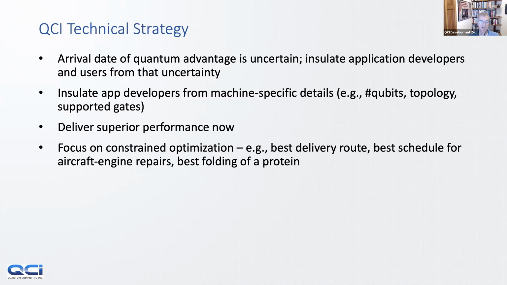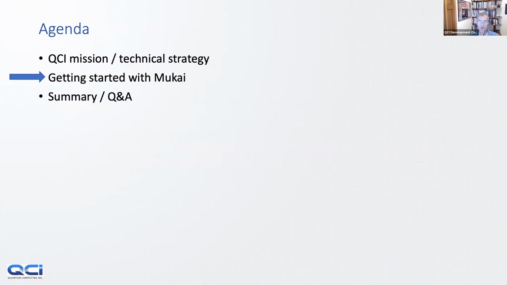Constrained optimization is not everything that quantum computers can do. But we feel like it's important to focus on something and get very good at it, because doing these first 3, even for a specific area like constrained optimization, is a lot of work. So we want to get that right before we defocus ourselves a bit. Now I will turn it over to Jesse to walk us through getting started with Mukai.